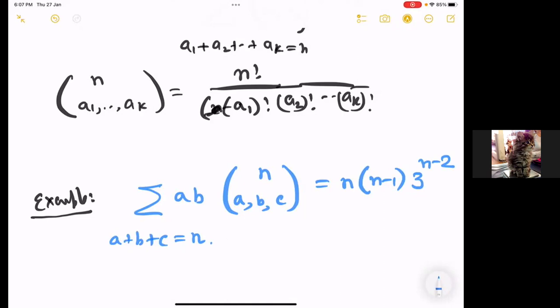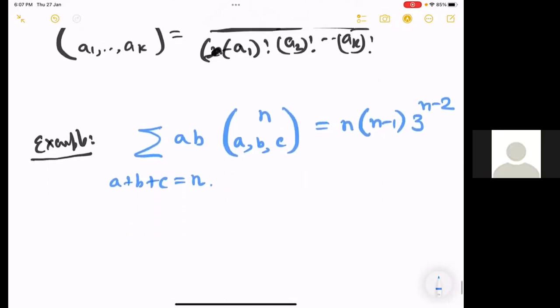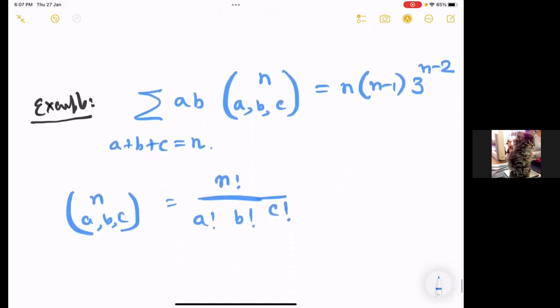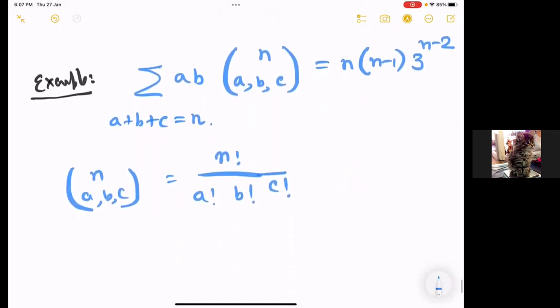Sir, what does the notation mean? N choose a, comma b, comma c? Oh, this means, as I wrote, and repeat again, this is n factorial divided by a factorial, b factorial, c factorial. Oh, sorry, sir. Same thing. No problem. You can also prove it in calculus.